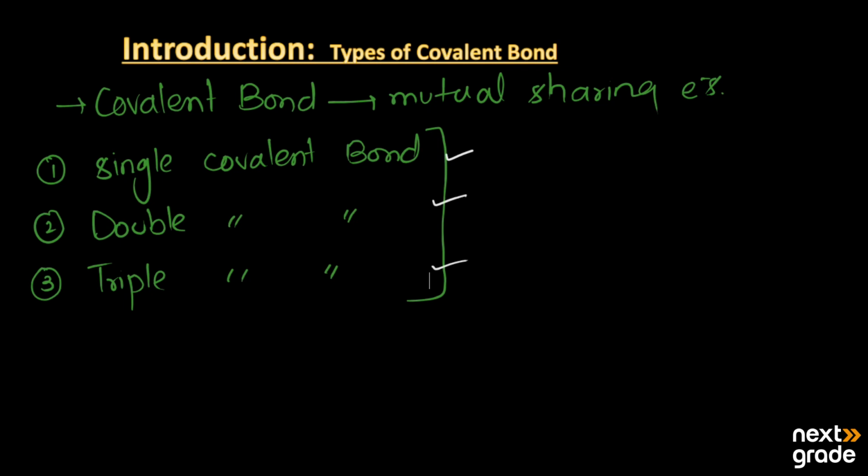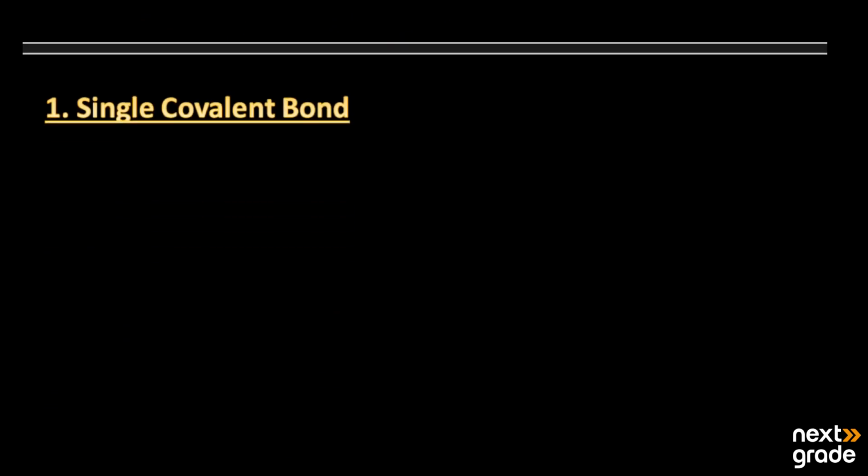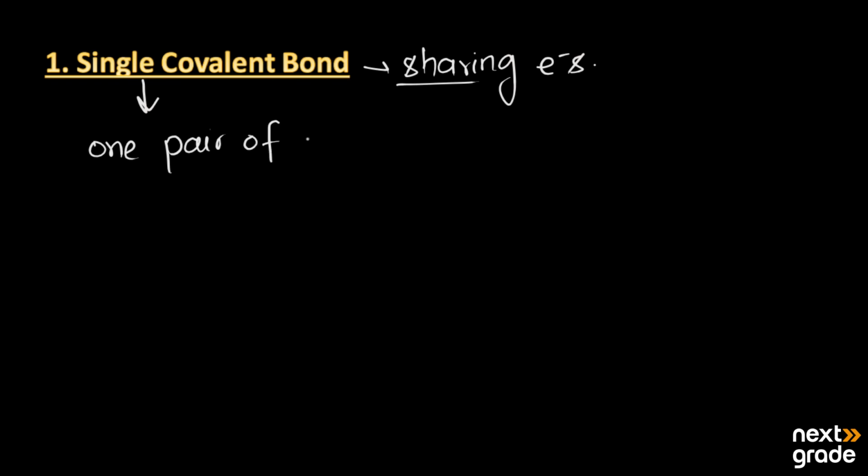So let's have a look one by one at what is meant by the single covalent bond. As we have already talked about, there is sharing of electrons when covalent bonds are formed. When the atoms share only one pair of electrons, then the bond is the single covalent bond. When there is a sharing of only one pair of electrons between the atoms, the bond will be a single covalent bond, and we have a lot of examples for it.